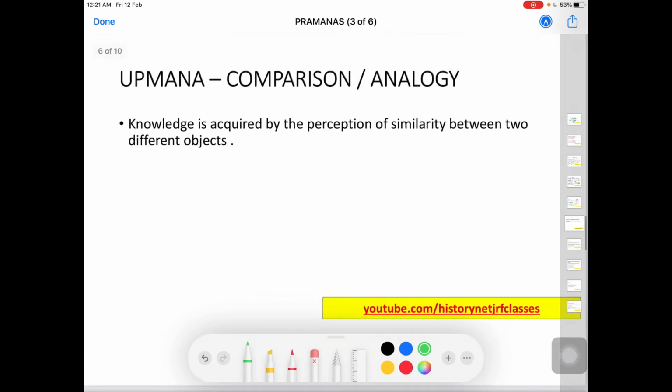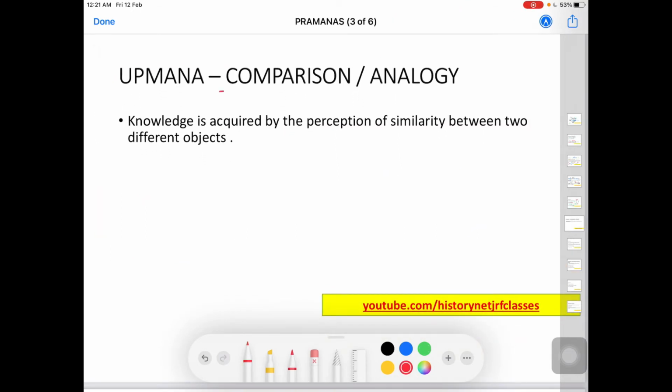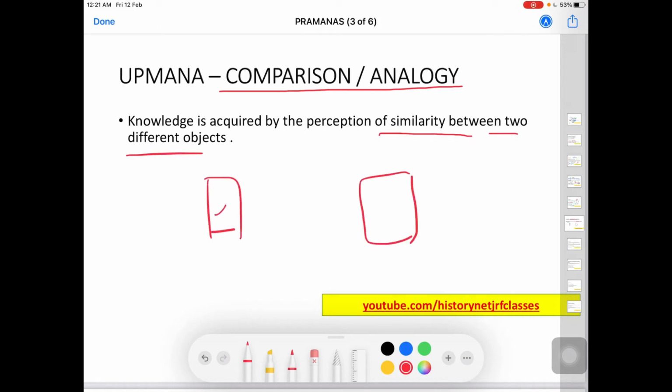Next is Upmana. It means comparison, or to draw an analogy. It's simply that we try to compare two similar things or two different objects. If anything is similar, then we will make a comparison that they are alike, they are looking similar. Many a time we confuse people's faces, right? So under this, knowledge is acquired by the perception of similarity. It is a perception that you perceive something similar. It may be true, it may not be true. Both cases are there.